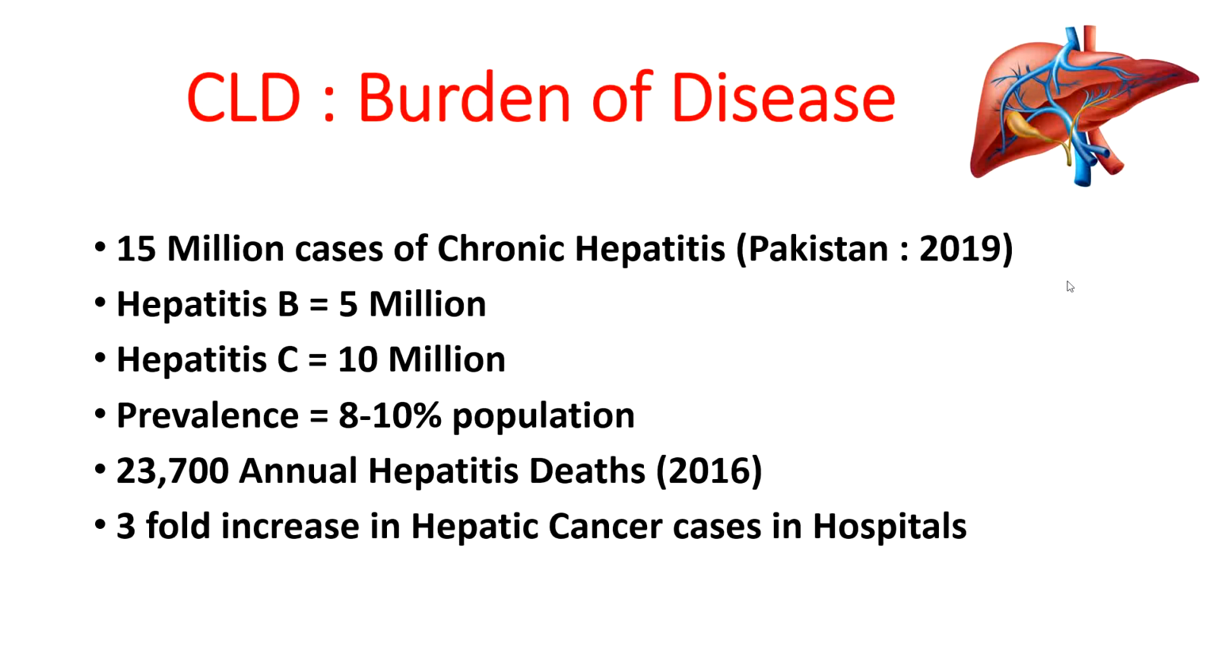So, it has been estimated that around 8 to 10% of our population has come in contact with one of these two viruses, chronic hepatitis viruses. A very important figure. And one estimate from the hospital data indicates that around 23,700 deaths were noted in year 2016.